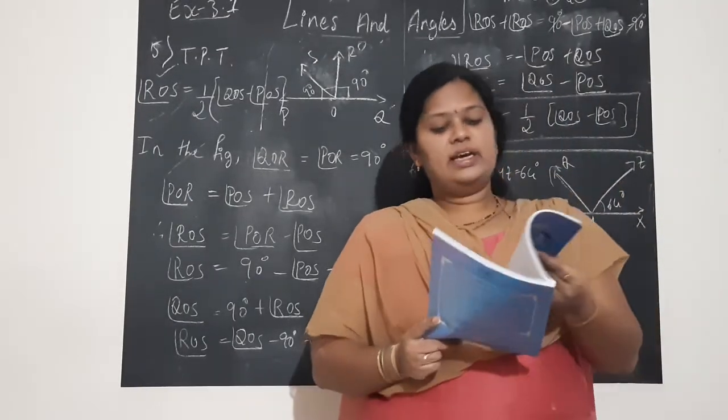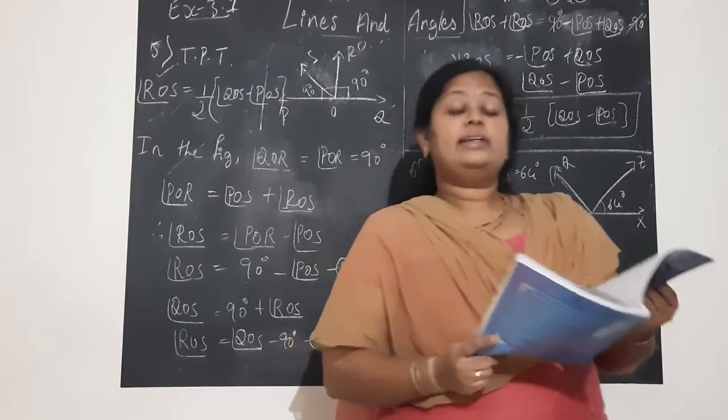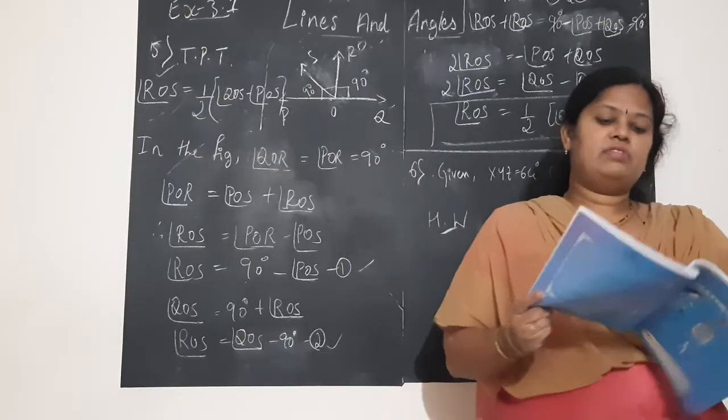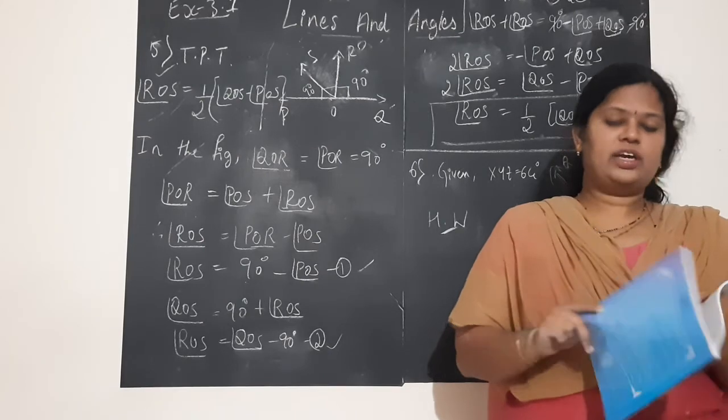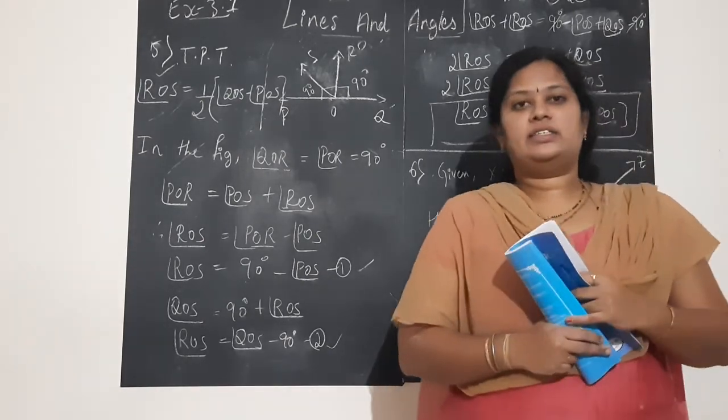So this completes exercise 3.1, children. Next you have the concept of alternate angles and corresponding angles. We shall be discussing it in the next session.